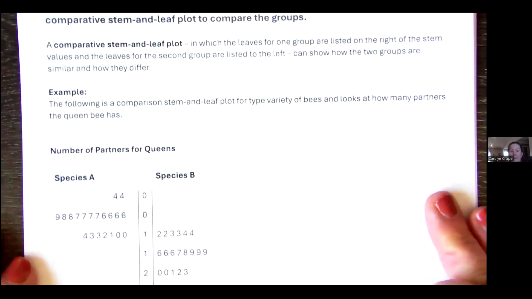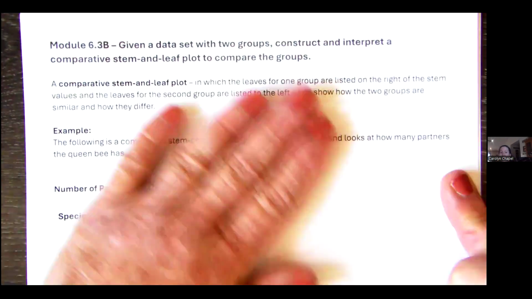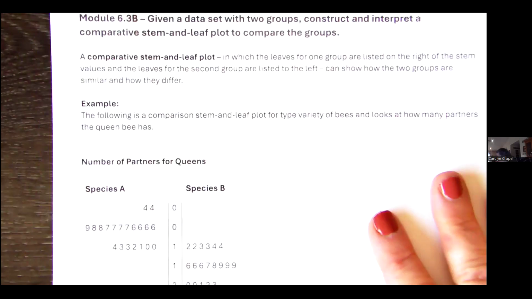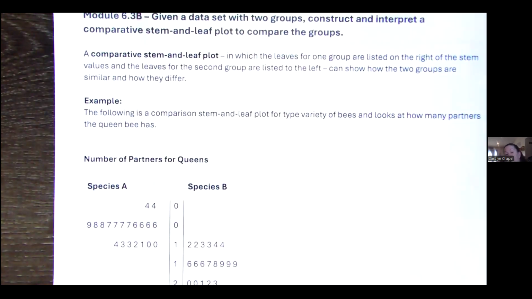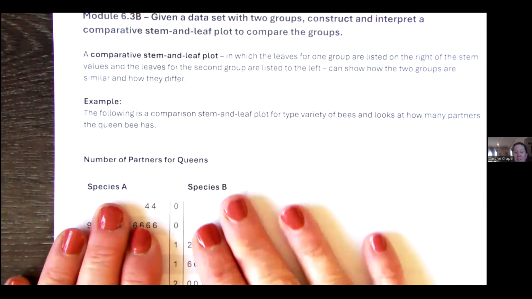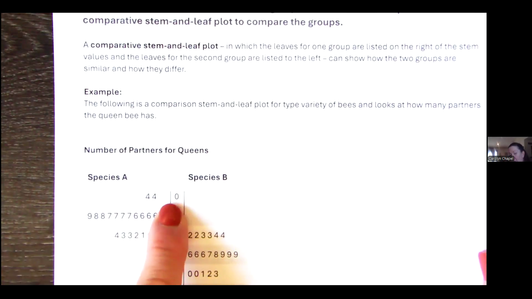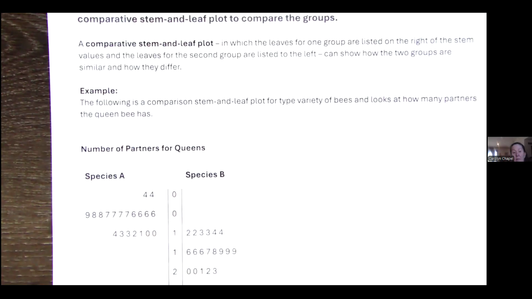If you have 2 data sets, so here's an example already written, when doing 2 data sets you should want to be able to compare them side by side. So if you're doing a stem and leaf and you have 2 data sets, you're going to pick your stems that will work with both data sets. They're talking about, in this case, how many partners the queen bee has. So we have 2 different species, and they count how many partners this queen bee has. And so we have our stems going down the middle.